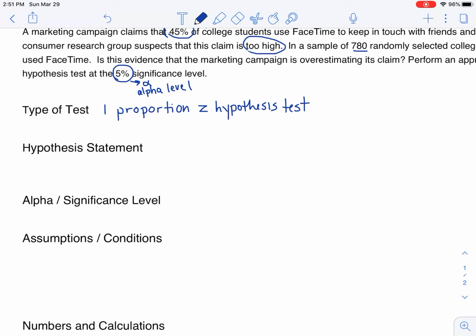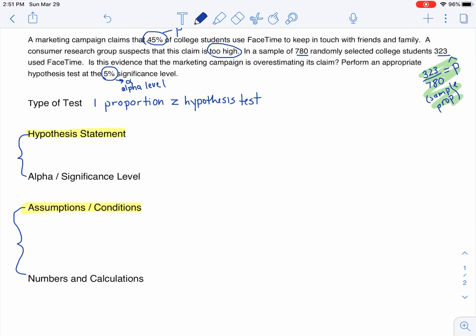Okay, so what I want you to do today, not too much, is I want you to see if you can write the hypothesis statement for this one. You've had plenty of practice doing that. And I want you to use the assumptions and conditions you already know from a one proportion confidence interval. See if you can fill these two blanks in. Okay? That's all I want you to do today.